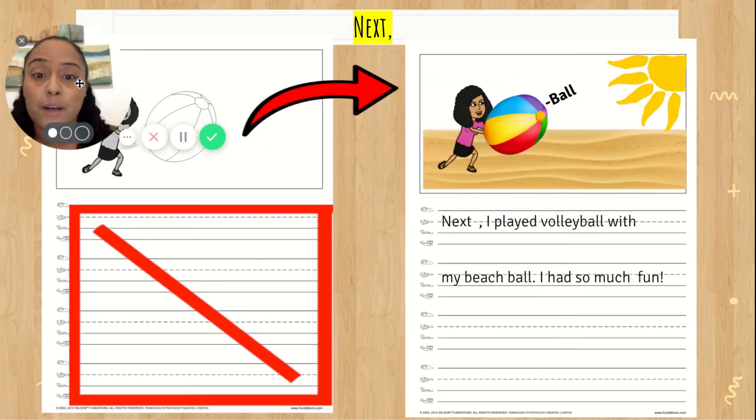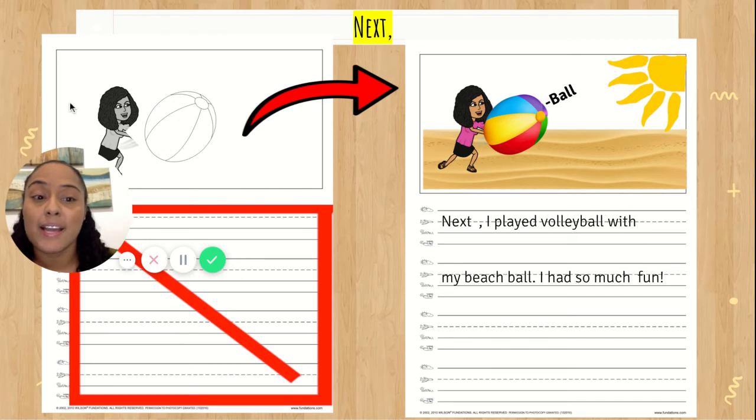Next, I played volleyball with my beach ball. I had so much fun. I went ahead and used the word ball to label my picture. And I found that word on my personal word wall.